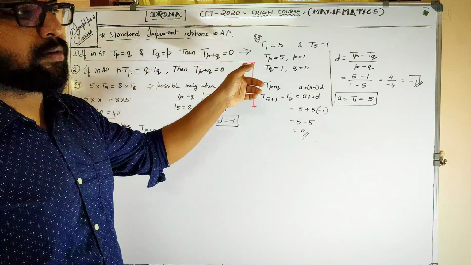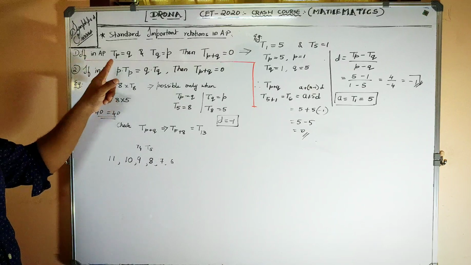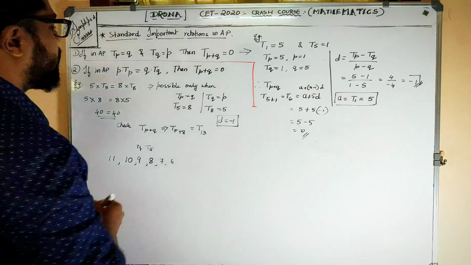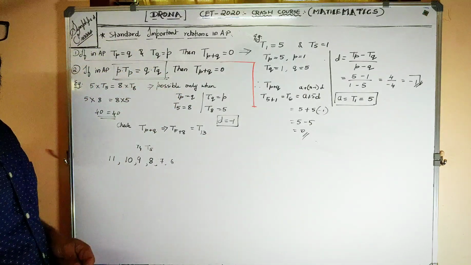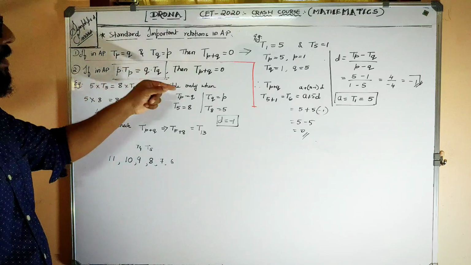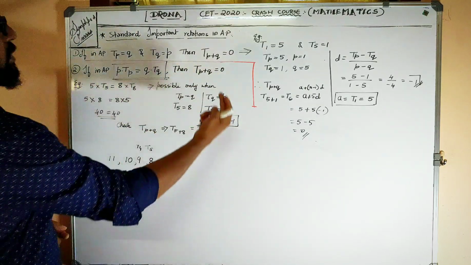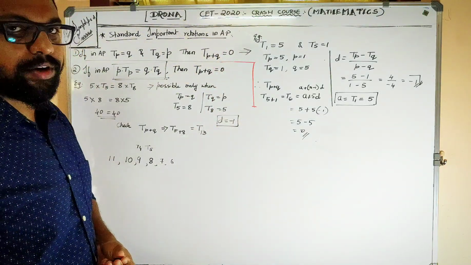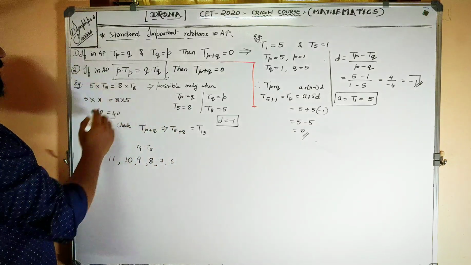When the p plus qth term is 0, there is another condition, that is p into the pth term is equal to q into the qth term. If this condition is satisfied in any random AP, then also the p plus q term is 0. Okay, so these are the two conditions which you will be looking for if they have asked you to find out what the p plus q term is. I'll give an example for this as well.